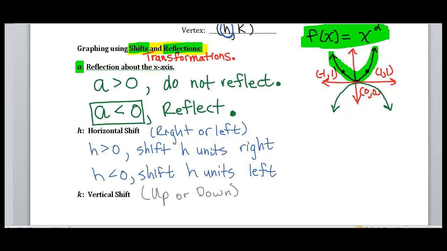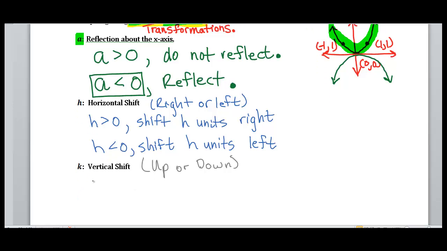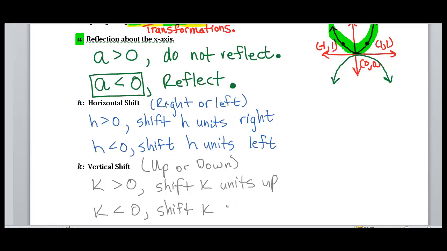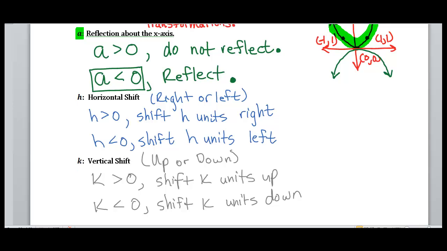And we already know how to find k. If it's greater than 0, we're going to shift k units up. And if k is less than 0, we're going to shift k units down. And since we know what these things mean, I'm going to give you some steps that you can take to graph using transformation of functions.